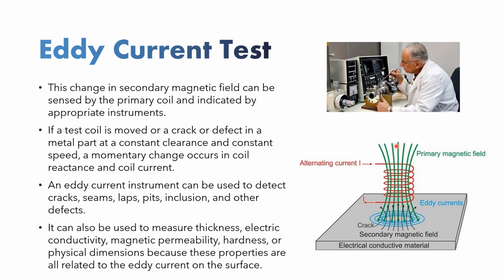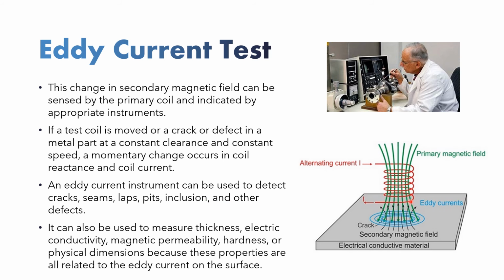The change in the secondary magnetic field, we're going to sense it by using that coil and then indicate it by the appropriate instrument like that. So this guy is testing. If a test coil is moved over a crack or defect in a metal part at a constant clearance and constant speed, you're going to see the momentary change, okay? It's going to happen in that coil reactance and also coil current.